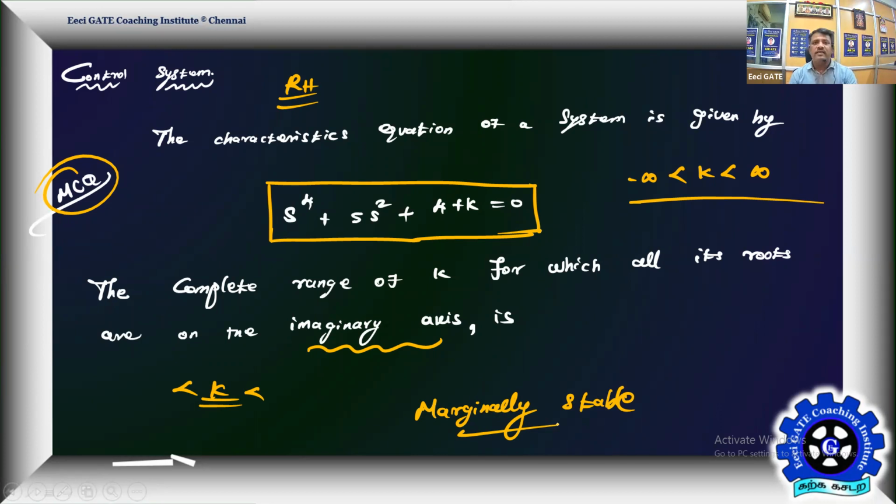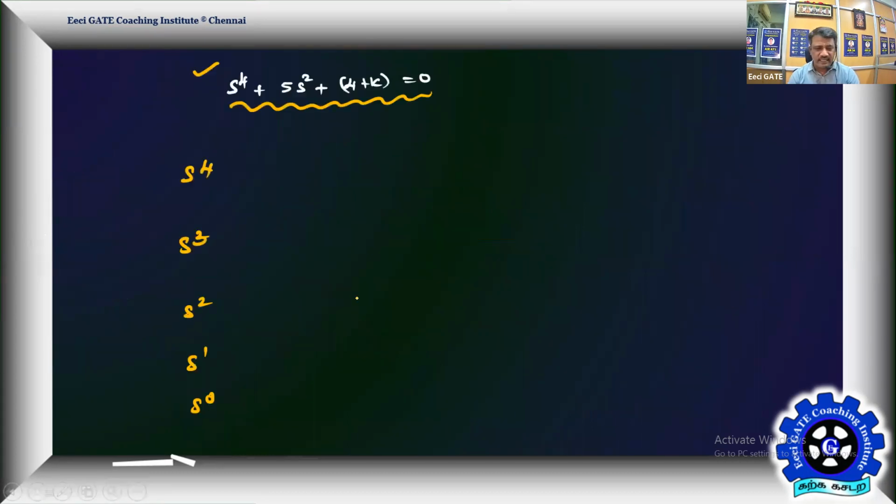You could have been given: the complete range of k for which the given system is marginally stable, which is a little indirect. So the designer helped you by saying all the roots are on the imaginary axis. Okay, so let us find that boundary of k. Yes, let us get into the problem.